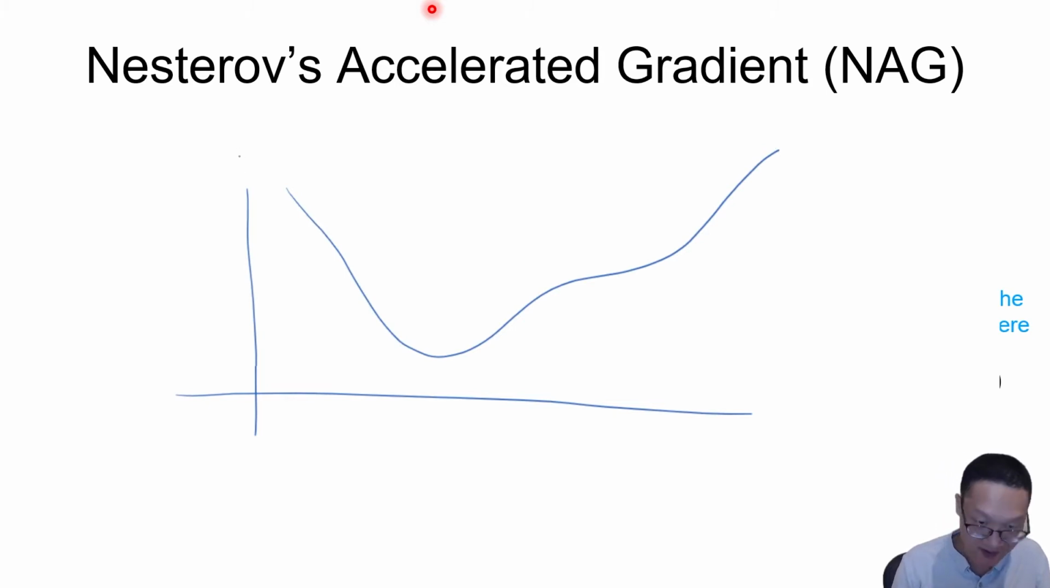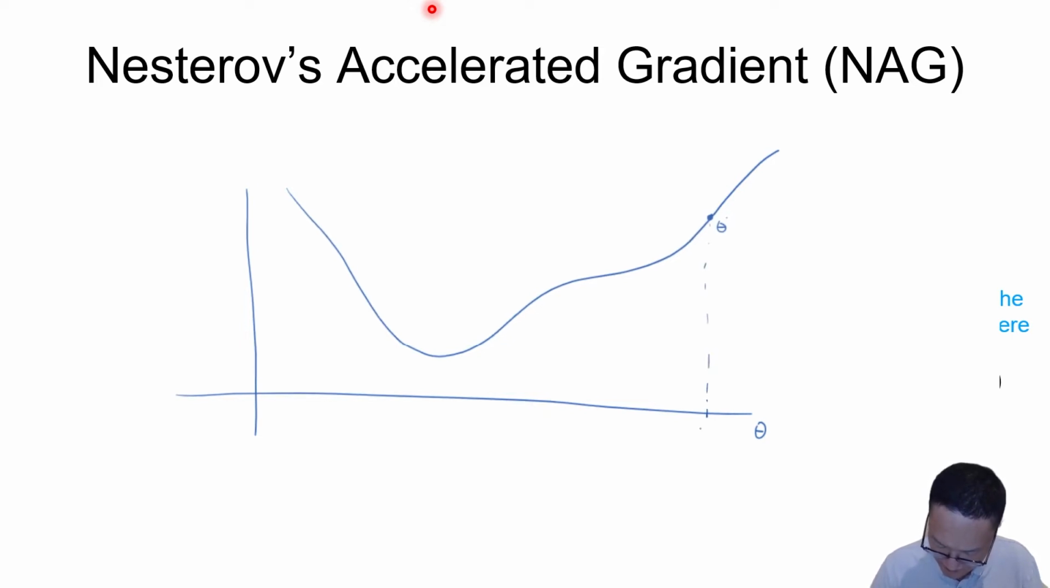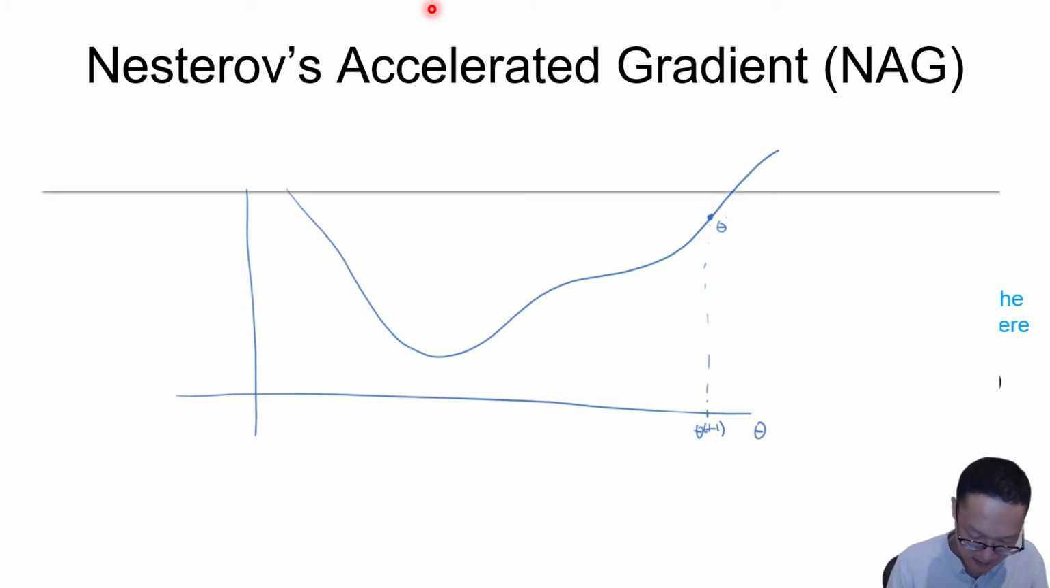Just gonna draw some function, and then I guess this can be theta, and then normally we pick some theta of t minus 1. Let's just do theta 0 actually.